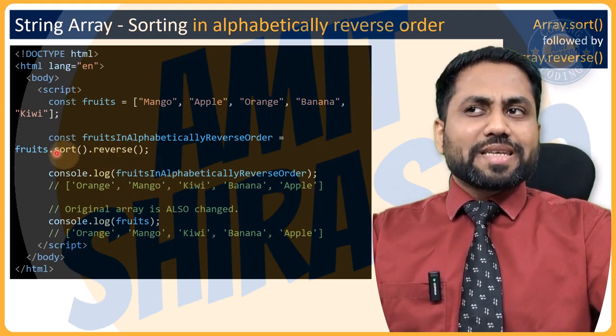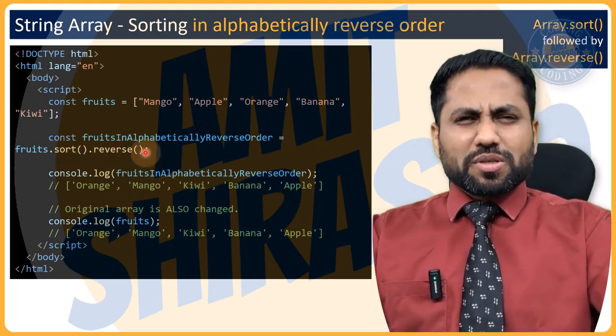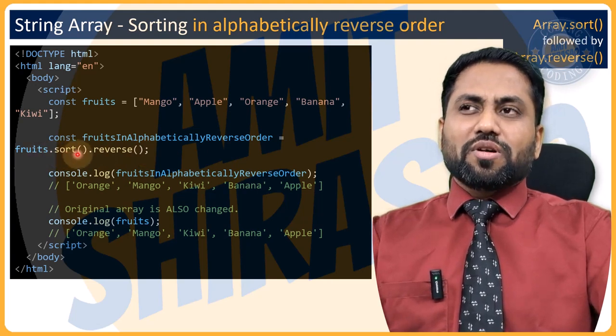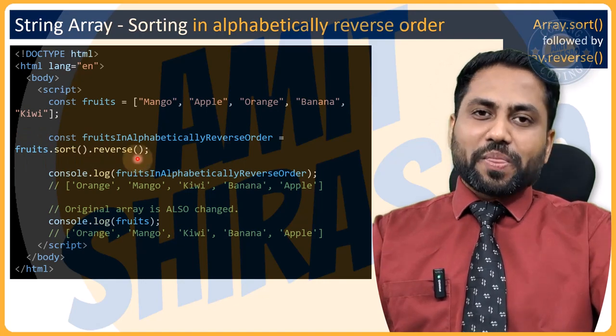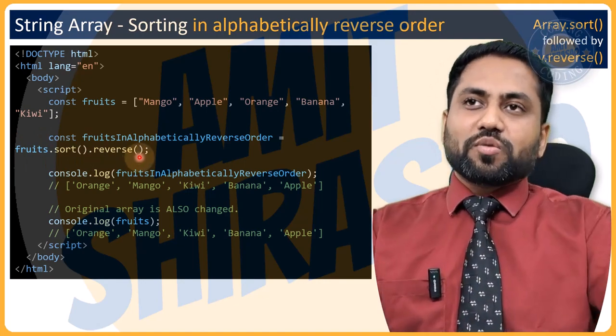So you can cascade the methods like this, you know this, right? First this method is getting called, then whatever is the result, on top of that result this method is getting called. Okay, so you can cascade all the methods together like this.